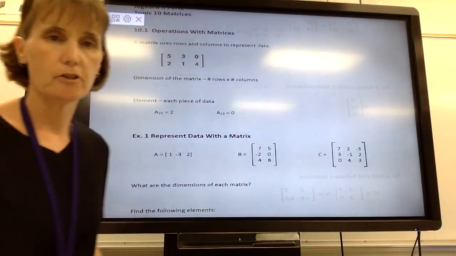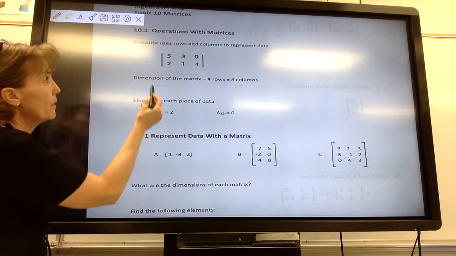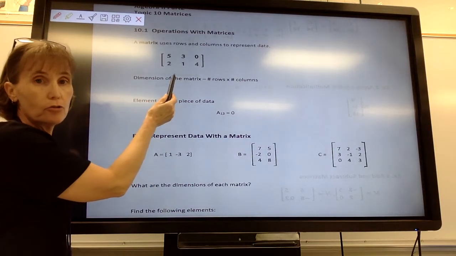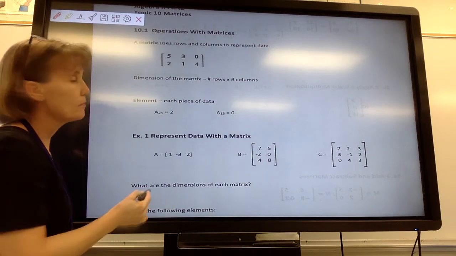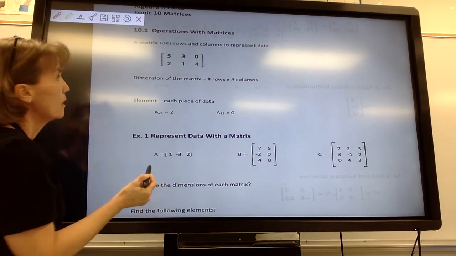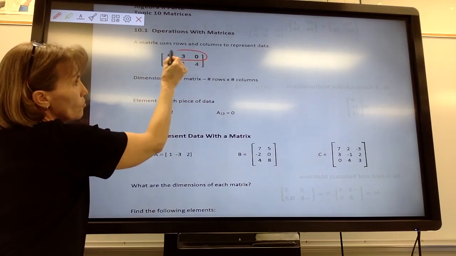Starting topic 10, and I just wanted to give you a quick introduction to matrices. Okay, a matrix in math uses rows and columns to represent data. So it's a way to organize data. And when we talk about the dimensions of the matrix, we always put the number of rows first.